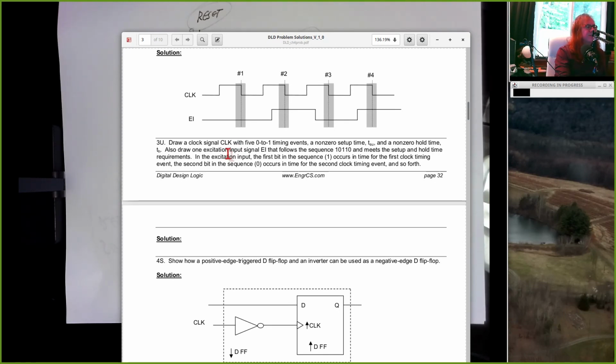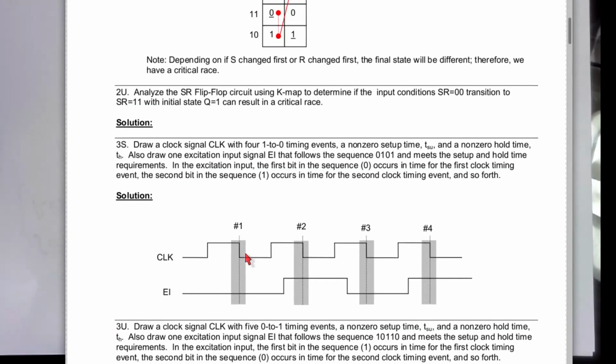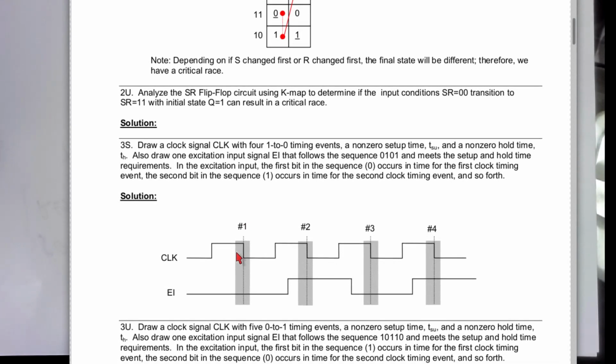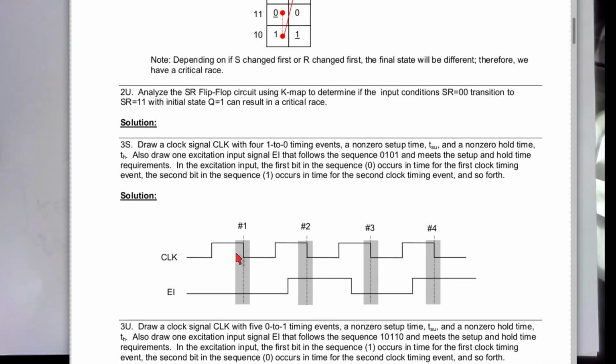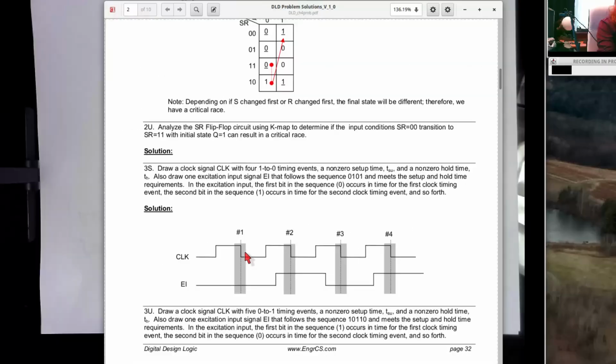But we talked a little about this idea of setup and hold time, right? So before a clock changes, our input has to be stable a certain amount of time. And after a clock changes, the input has to be stable. Well, here's the input, EI, that's called the excitation input. And here's the clock. And so we can draw this little required quiescent period around the clock signals that say, right here, clock's getting ready to tick, the input has to be stable. And then right here, after the clock has ticked, the input has to be stable.